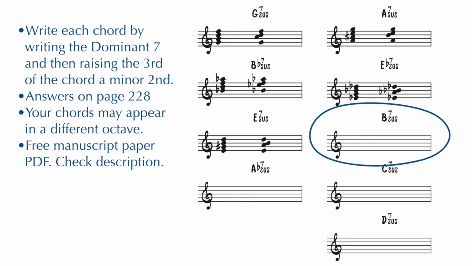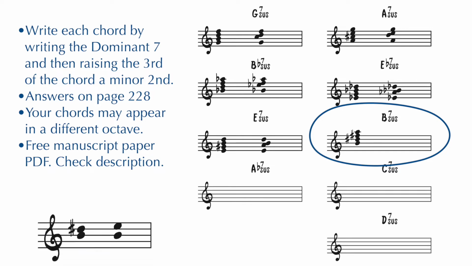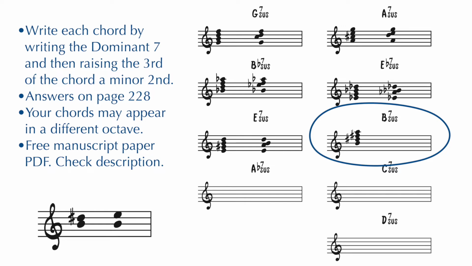Number 6, B7 sus. First write a B7 chord, that's going to be B, D sharp, F sharp, and A. Take the third of the chord, that D sharp, raise it a half step or minor second. It becomes an E, which is a perfect fourth above the root, and we have B, E, F sharp, and A, or B7 sus.